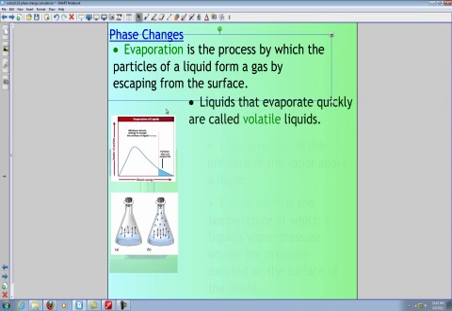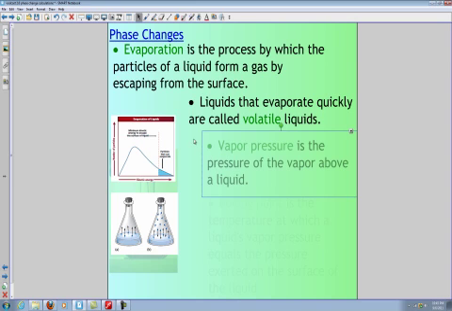We've got a special name for liquids that evaporate really quickly. Those are called volatile liquids. We tend to associate the word volatile with something that's flammable or explosive. It doesn't necessarily have to be that. It sometimes is. When we think about some classic examples of volatile liquids, things like gasoline or alcohol, those are relatively volatile. They are flammable also, but volatile doesn't necessarily have to mean flammable.